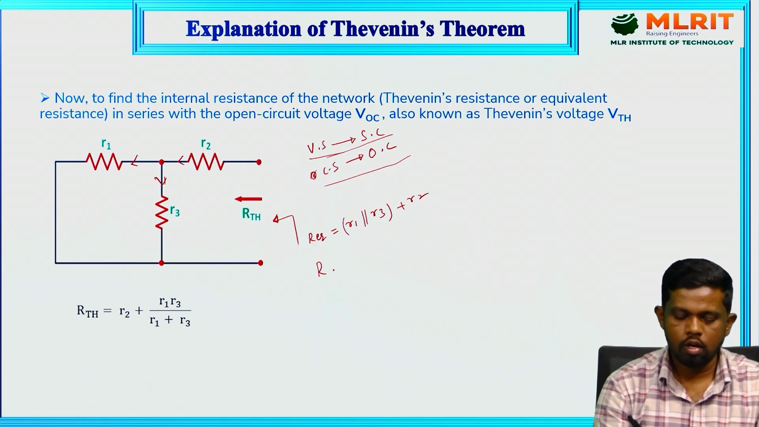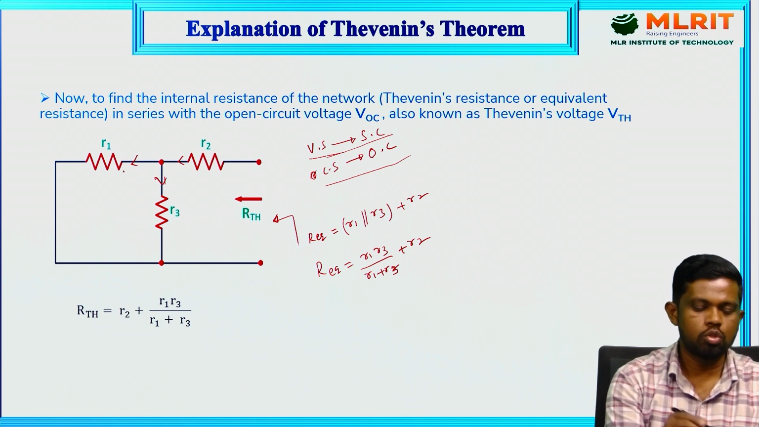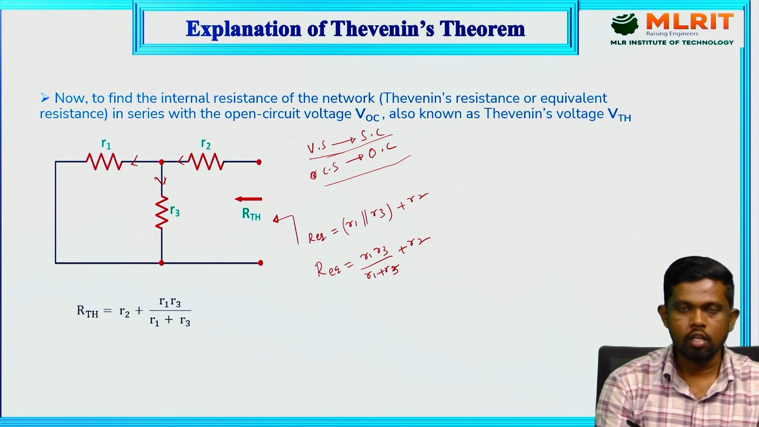Therefore, R equivalent of the above circuit is R1 into R3 upon R1 plus R3, plus R2, which we keep as it is. I mean this combination is in series with R2. So this is the corresponding resistance value.